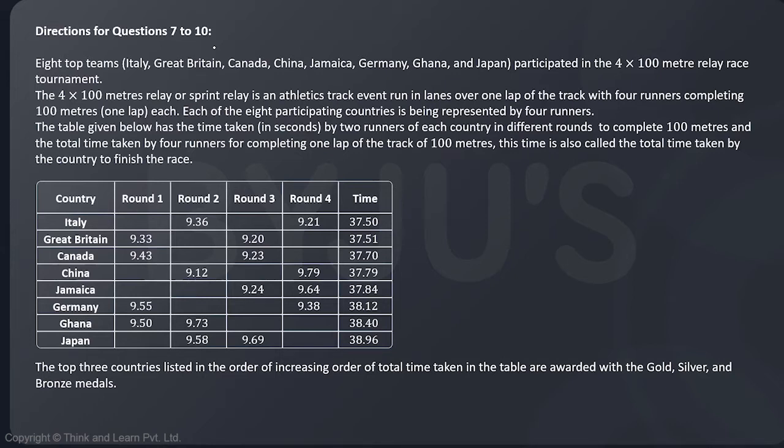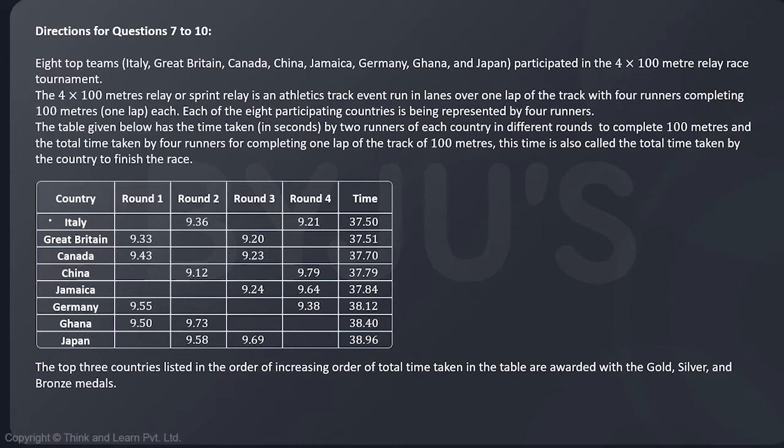The table given below has the time taken in seconds by the 2 runners of each country in different rounds to complete 100 meters, and the total time taken by 4 runners for completing 1 lap of the track of 100 meters. This time is also called the total time taken by the country to finish the race.